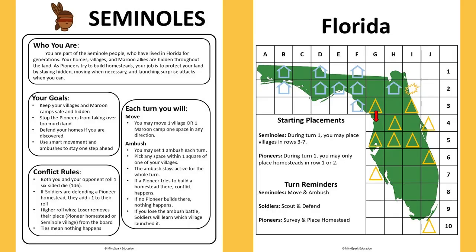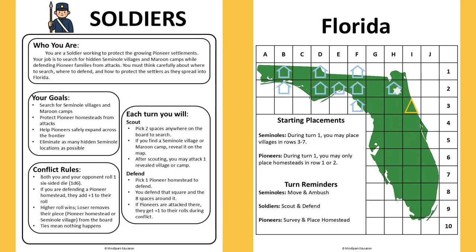If any pioneers try to settle there, they will have to resolve a conflict with the Seminoles. This map with the Seminoles and the pioneer homesteads is a secret map that only the Seminoles and the teacher should be able to see. The map the soldiers and pioneers see only has the pioneer settlements on it.